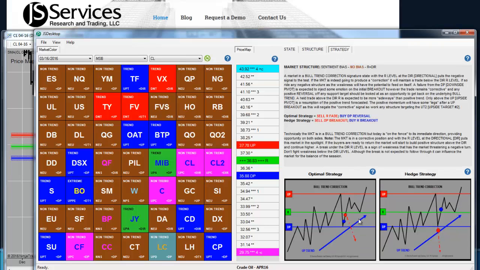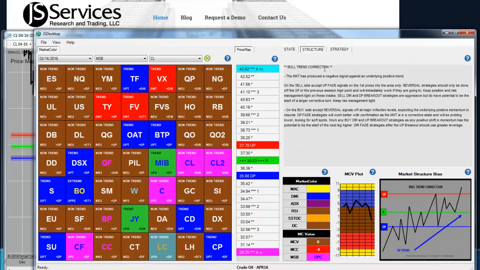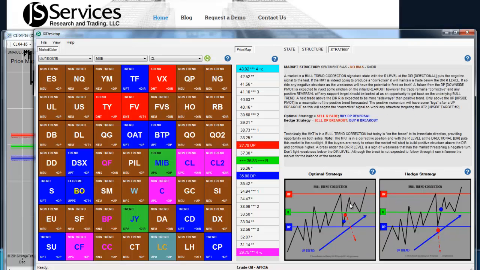And so that's when we take a look at the strategy themes. Since we're in this bull trend correction market state, and because structure is balanced with the sentiment in the middle, these are the optimal and hedge strategy themes for the session. We are in a corrective state, so the optimal thing to do is to participate in that correction and use a sell R fade. So we're going to fade momentum into the 36.83 level, anticipating this corrective trade to continue.